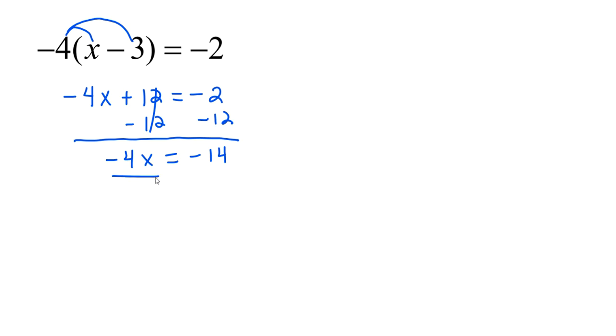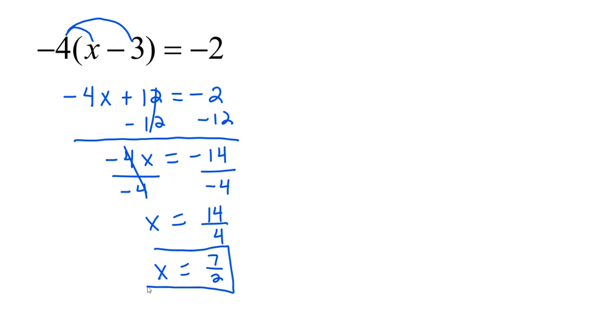And then I divide by negative 4. And I have x is equal to, that would be a positive 14 over 4. That can be reduced because 2 can divide evenly into both of those numbers. And when I divide each of those by 2, I get 7 over 2. And so that is my solution.